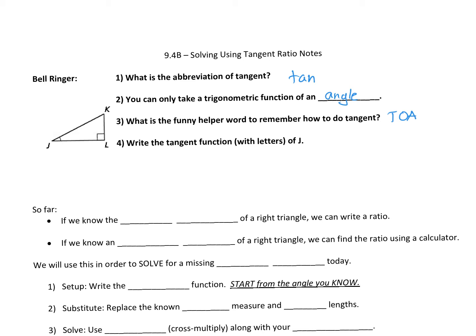4, write the tangent functions with letters of J. So here, this is J. Remember, it is opposite leg, so this is opposite, and this is adjacent. So my tangent of J is opposite, which is KL, over adjacent, which is JL.